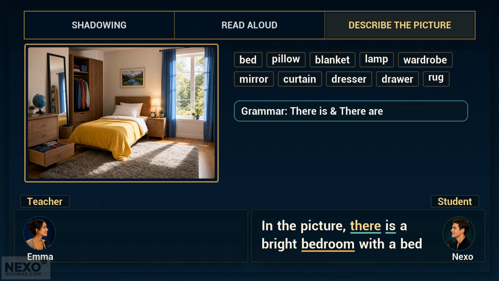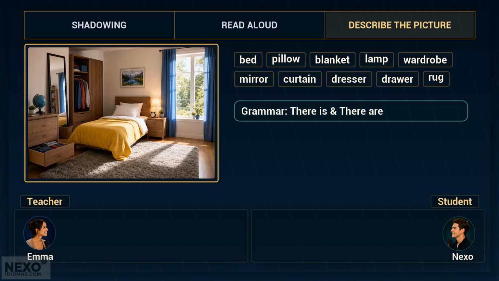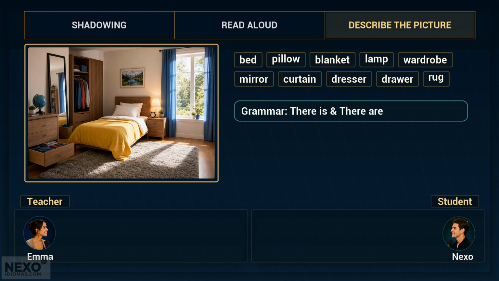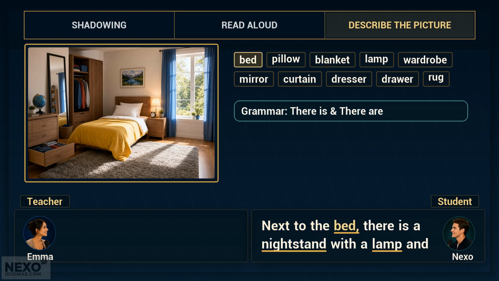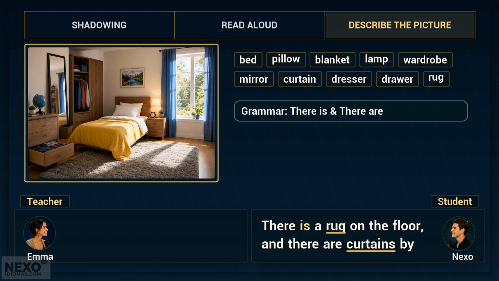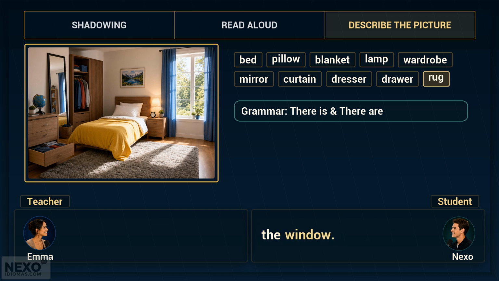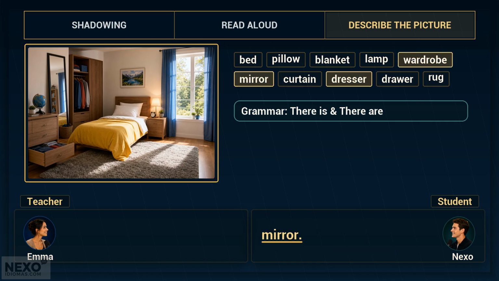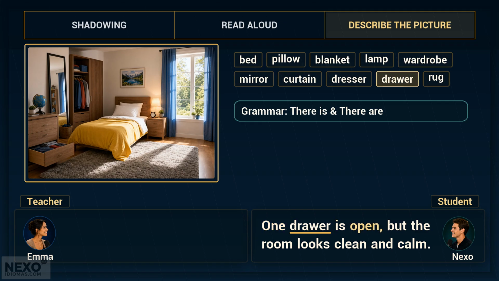In the picture, there is a bright bedroom with a bed near the wall. There are 2 pillows and a yellow blanket on the bed. Next to the bed, there is a nightstand with a lamp and a clock. There is a rug on the floor, and there are curtains by the window. On the left, there is a wardrobe, a dresser, and a mirror. One drawer is open, but the room looks clean and calm.